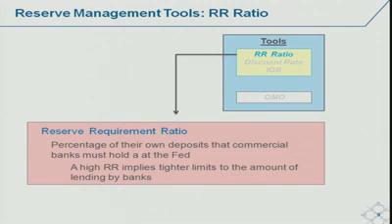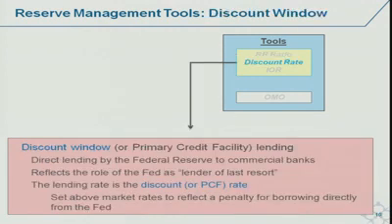The reserve requirement ratio is the percentage of deposits the commercial bank needs to have at the Fed. The discount window or primary credit facility is the window at which the Fed directly lends to commercial banks. There has been a lot of lending going on during the first part of the crisis, not only to commercial banks, but to a number of intermediaries. This facility reflects the role of the Fed as lender of last resort. So when there is not enough liquidity, the Fed uses this facility.